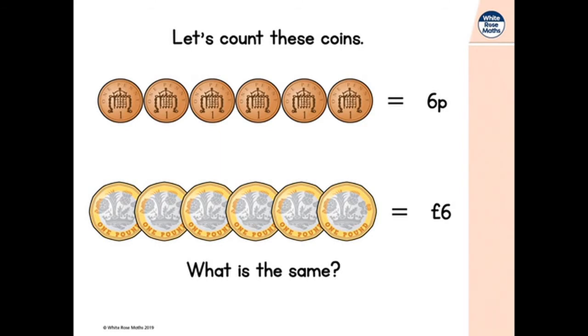Now, what's the same? What's different? Well, obviously, they both have 6 coins. They both have the number 6 when we add them up. But remember, these have a different value. One of them we call 6 pence or 6p, and the other one has a symbol of a pound. That symbol before the number 6 to show us 6 pounds.